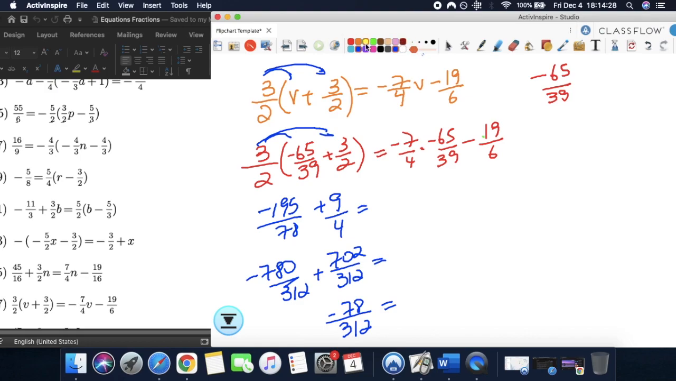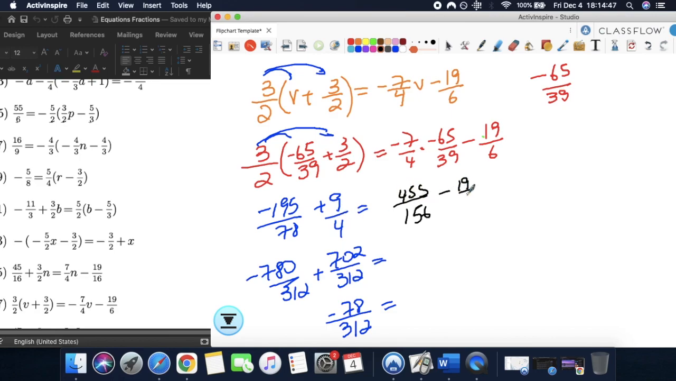So on the other side, negatives and negatives are positive, so let's multiply 4 times 39. It's going to give me 156. And 7 times 65 is going to give me 455.